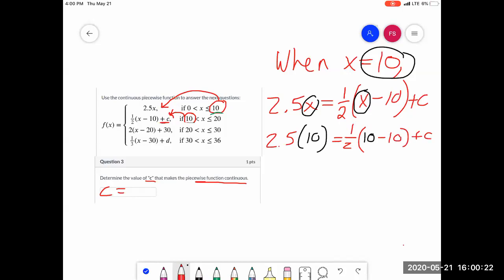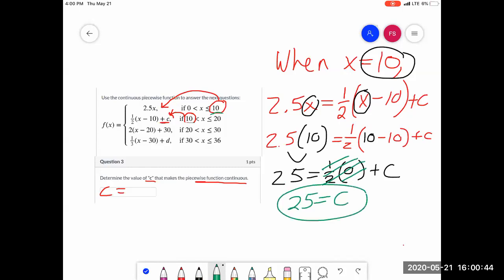And now I'm going to start simplifying. 2.5 times 10, that would be 25. And then here, I'd have 1/2 times 10 minus 10, that's going to be 0 plus c. So anything times 0, or 1/2 times 0, that's going to be 0. So that cancels out. So I get that my value of c is going to be 25.